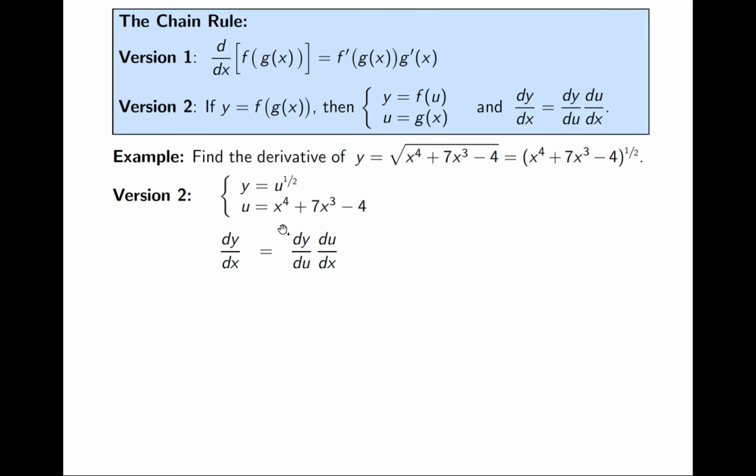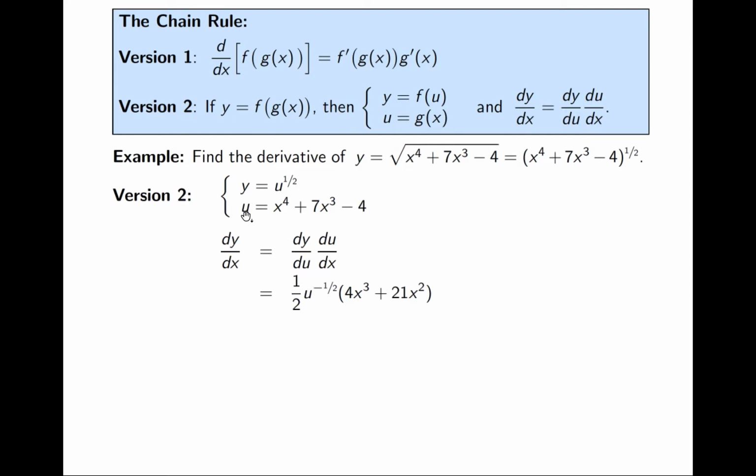Let's work out these two derivatives separately. dy/du is the derivative of u to the 1/2. And by the power rule, that's 1/2 u to the power of minus 1/2. And then we're multiplying times du/dx, which would be the derivative of u equals x to the fourth plus 7x cubed minus 4. And that's just 4x cubed plus 21x squared.